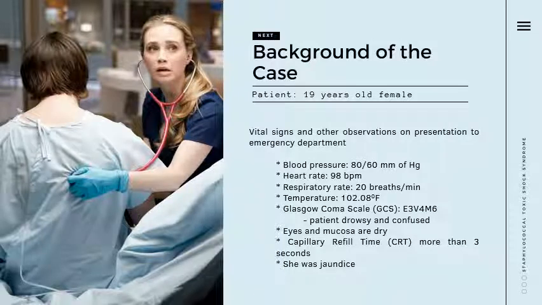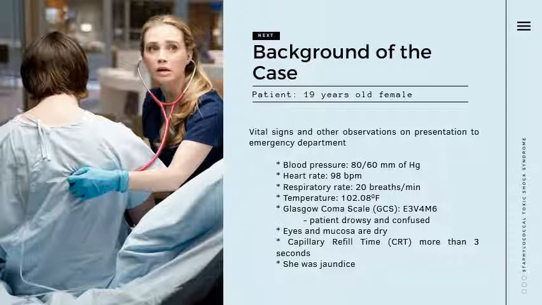Here are the vital signs and other observations on presentation to the emergency department. The patient was hypotensive with a blood pressure of 80 over 60 millimeters of mercury. Her heart rate was elevated, which was 98 beats per minute. Her respiratory rate was 20 breaths per minute, which is within the normal range. She also had a fever with a temperature of 102.08 degrees Fahrenheit.